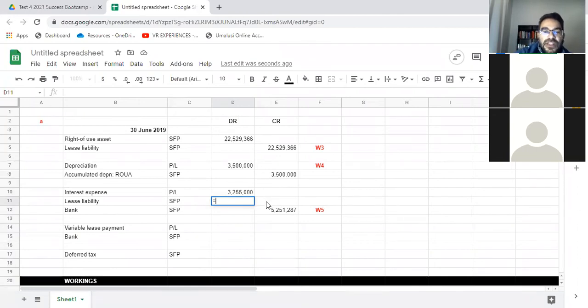So this year, you just get the balancing figure. The balancing figure is simply that minus that. So there, the thing balances. This is going to be working 6.